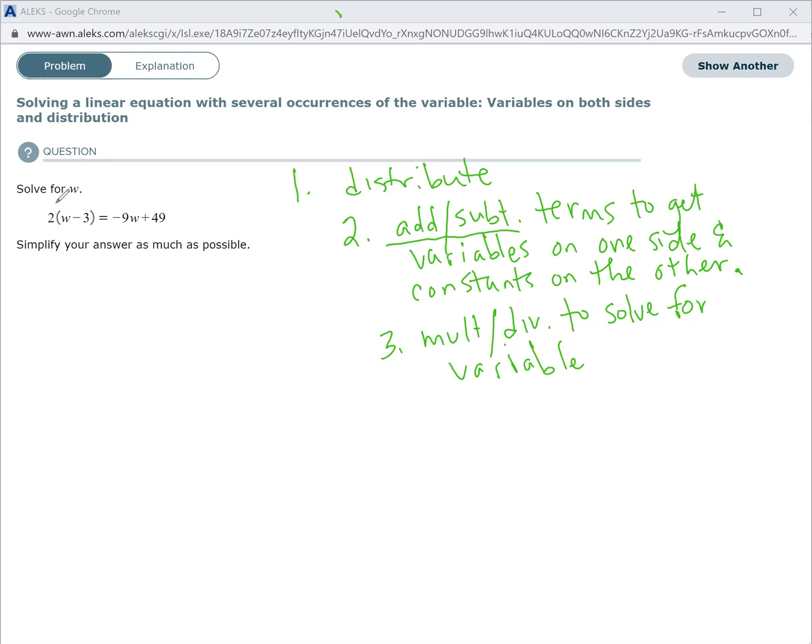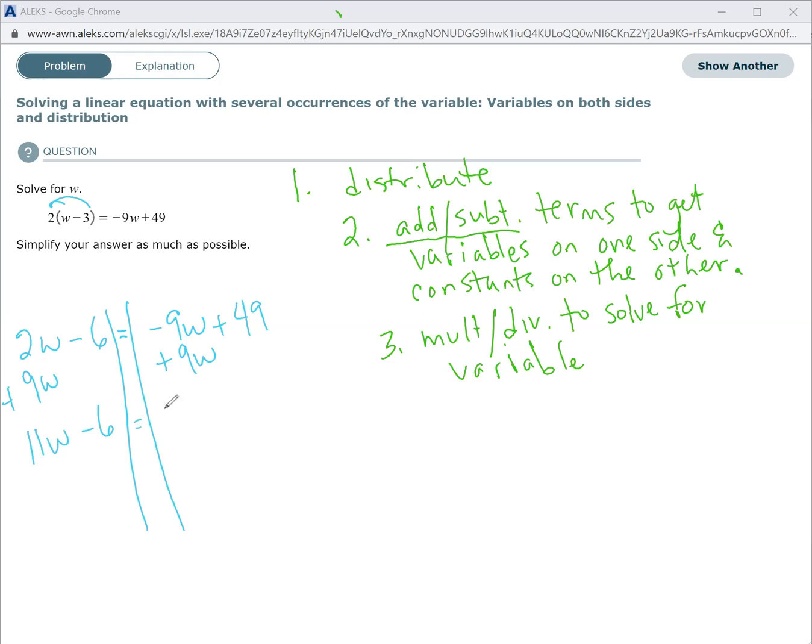Okay, so we're going to go ahead and distribute. So that's step 1. So I'm going to do the 2 times w, get 2w minus 2 times 3 is 6. And our step 2 says we're going to add and subtract terms to get variables on one side and constants on the other. So 2 is greater than negative 9, so I'm going to do plus 9w. Now I want to do a plus because that 9 is negative and I have to do the opposite. So I have plus 9w. So 2w plus 9w is 11w, and I still have the negative 6 equals 49. That's a plus 49, so it's positive 49.